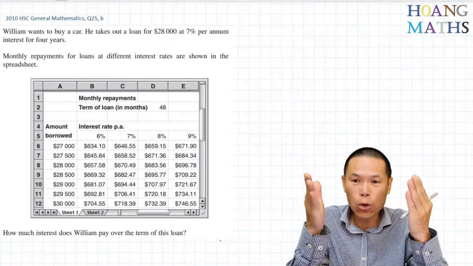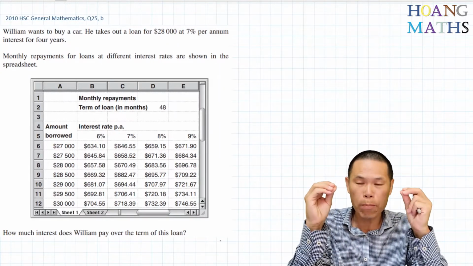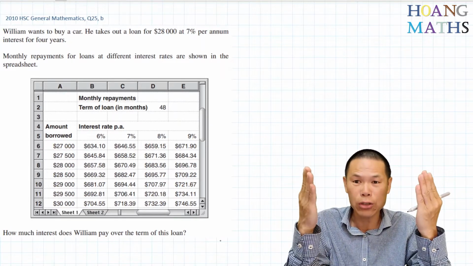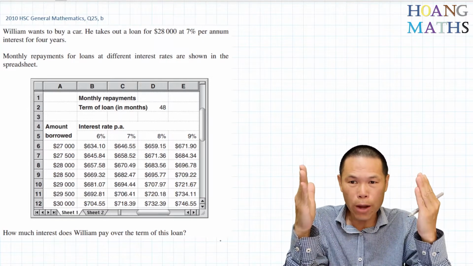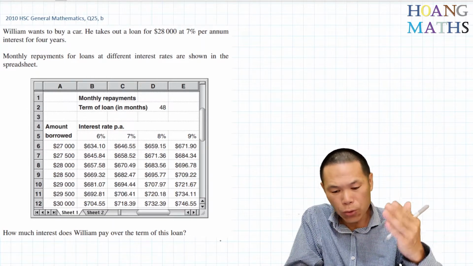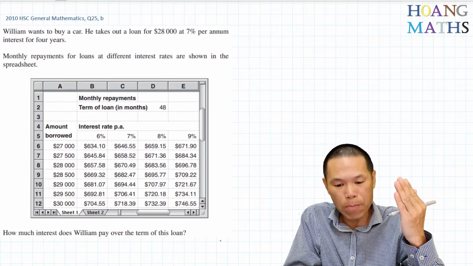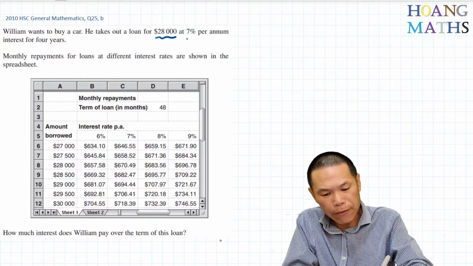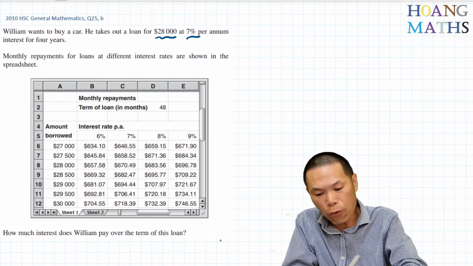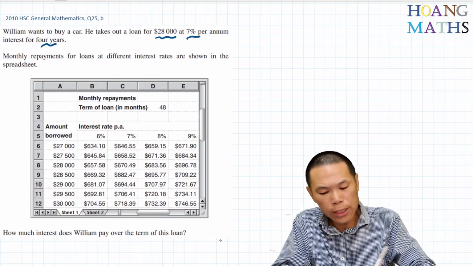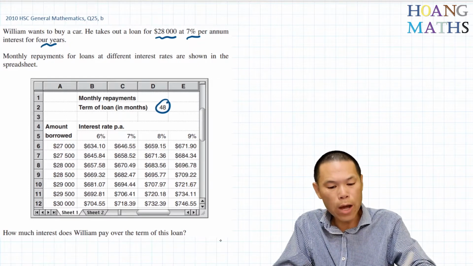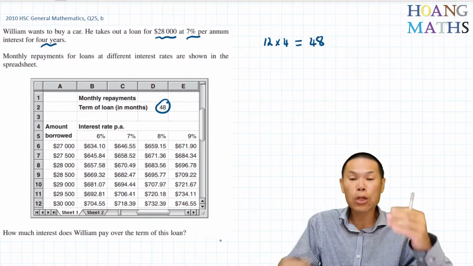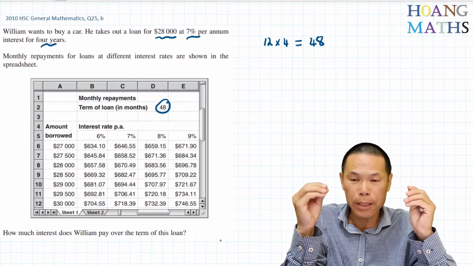So to calculate the total interest, we just need to calculate the total payment and minus the amount that he's borrowed. So that is $28,000. To work out the total amount that he needs to pay, first of all, we need to work out the monthly repayment. So he borrowed $28,000 at 7% per year and for 4 years. So we know that 4 years is 48 months. Otherwise, we just go 12 times 4. So that's 48 months, okay? Because you need to pay 48 payments.